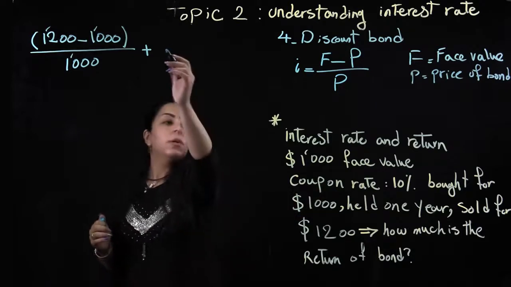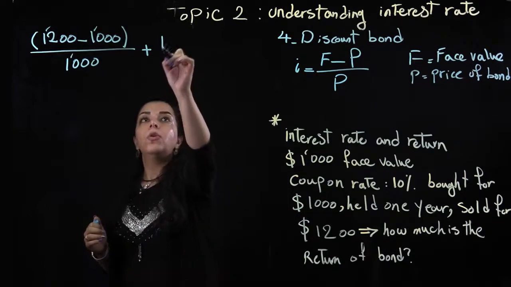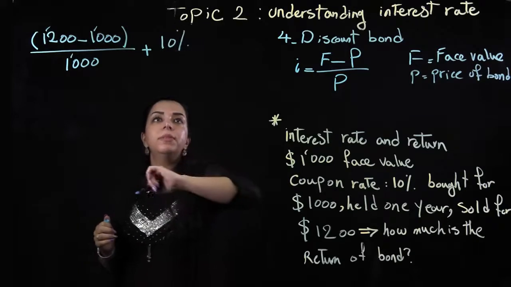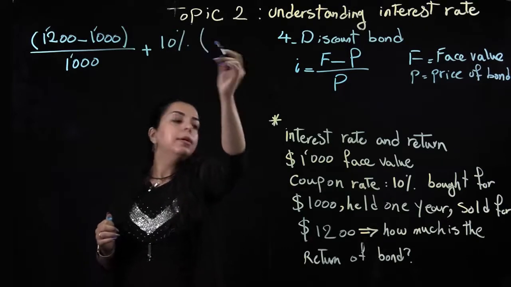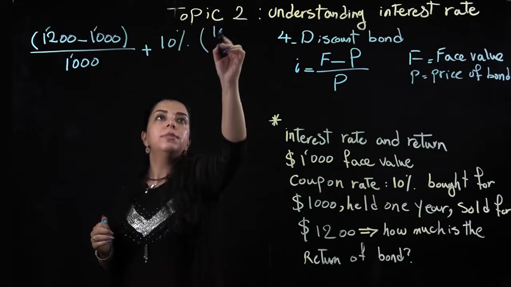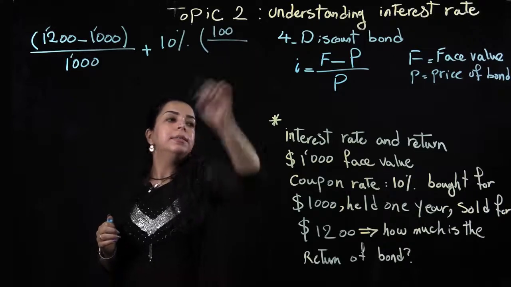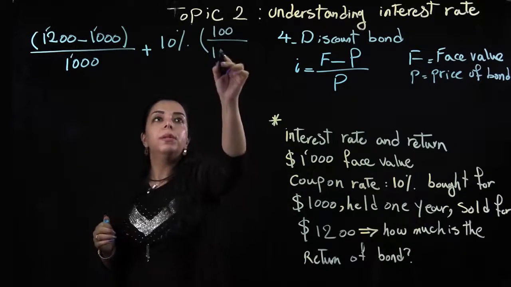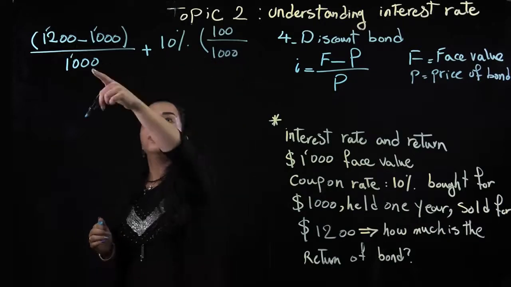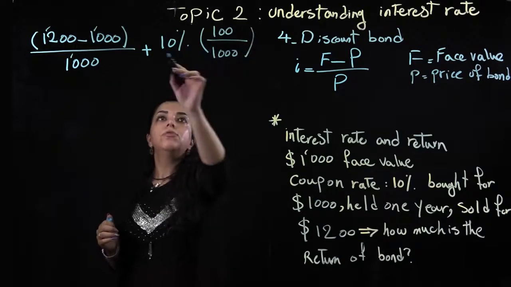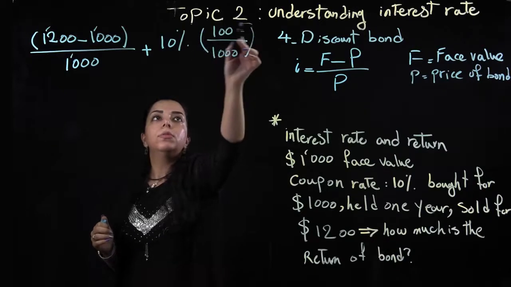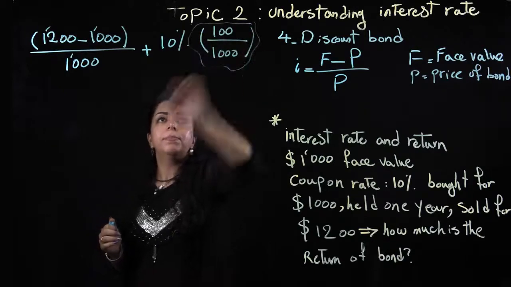This rate is, of course, 10%, or instead of this 10%, you can put the amount that you receive, which is 100, and then the value that you have paid to buy the bond is 1,000, similar to this. So this is actually equal to this. So you can put any of them, it is the same.